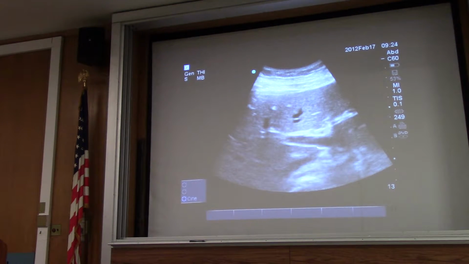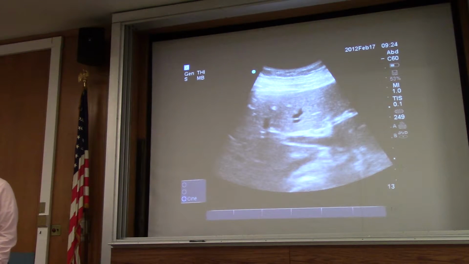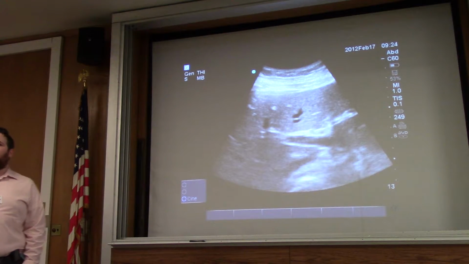All right, and here's kind of your long view. So here's your portal vein, and this is probably the CBD, but then you see this kind of structure here and here that's kind of round and almost moving in and out of the screen, and that's probably the hepatic artery. The best way to tell the difference between the hepatic artery and the CBD is with flow, because blood vessels have good flow.